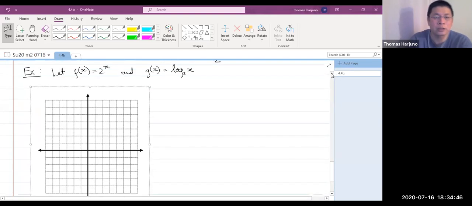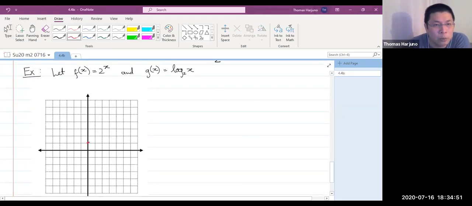2 to the x is something we have done yesterday. The y-intercept is (0, 1). When we move one unit to the right, we double it because the base is 2. Go to the right again, we double it. Go to the right again, we double it, right? And when we go to the left, we halve it, we halve it. So the graph of this 2 to the x is approximately something like this. And we have the horizontal asymptote on the left-hand side, right?